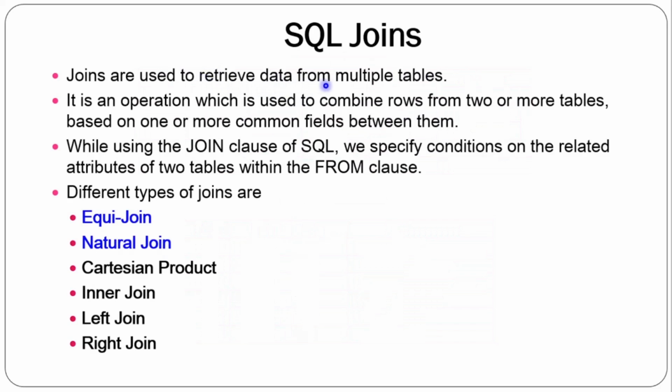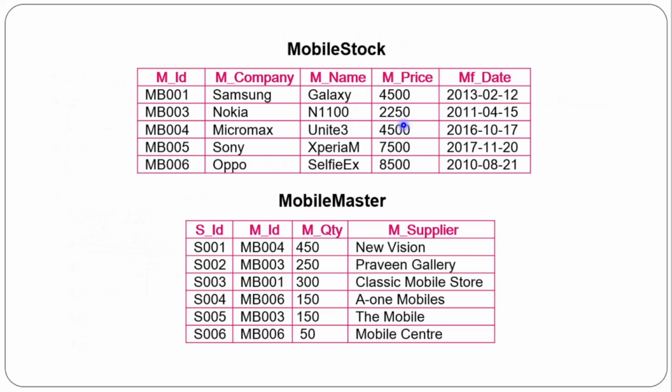Joins are used to retrieve data from multiple tables. It is an operation which is used to combine rows from two or more tables based on one or more common fields between them. In the previous table, we saw that there is a common field m_id which is having similar data. The mobile ID of both the tables contain same data. If there are common field in two tables, we can join these two tables.